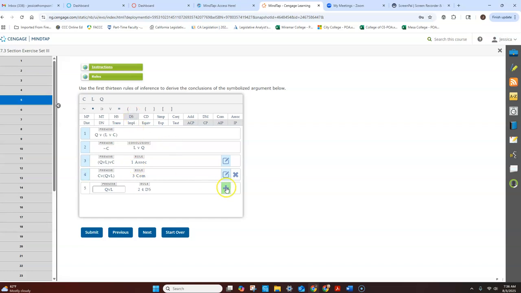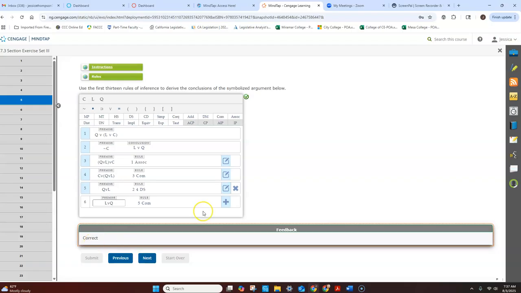Disjunctive syllogism. So now we're close to the conclusion, right? We need L or Q. We've got Q or L. So we just have to replace Q or L with what? L or Q. And that was 5 commutativity. And submit. Bam. All right.